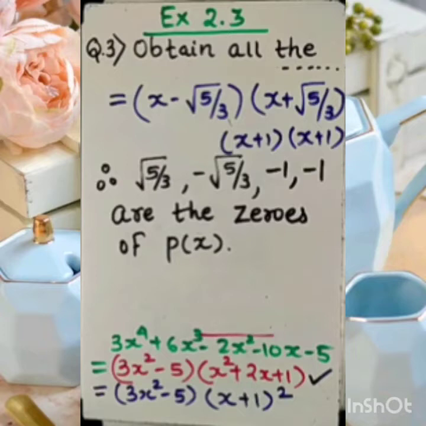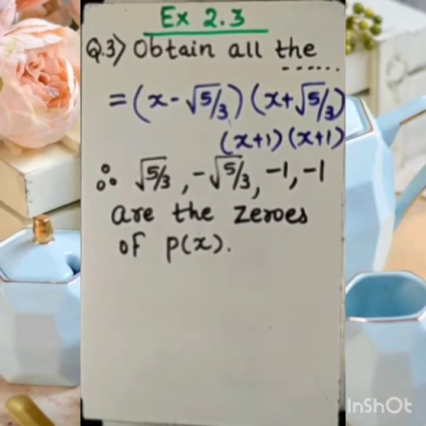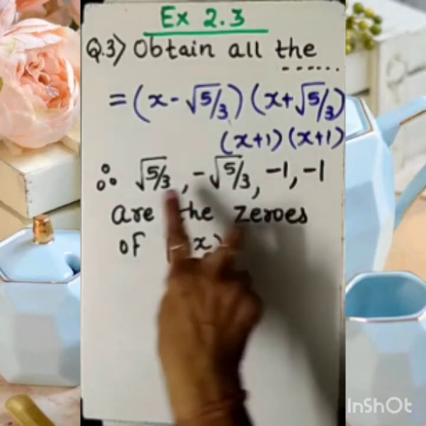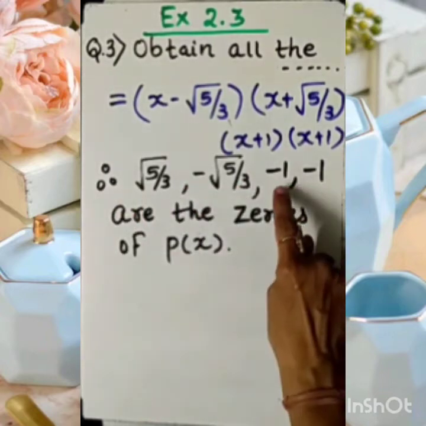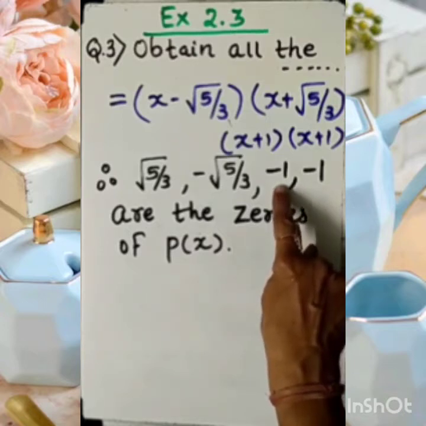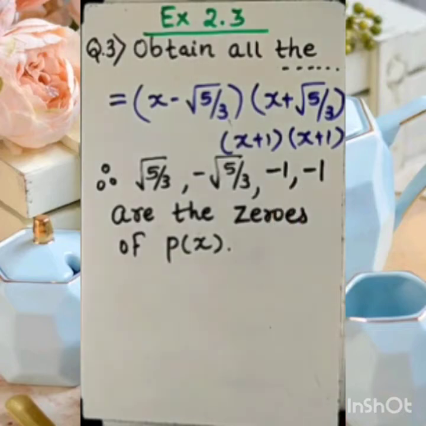This is the complete solution. So finally we are having under root 5 by 3 and minus under root 5 by 3, which already were given, these two, and after solving this through the long division method, we come to know two more factors. They are minus 1 and minus 1, meaning they are the zeros of the polynomial. So this is the complete solution.